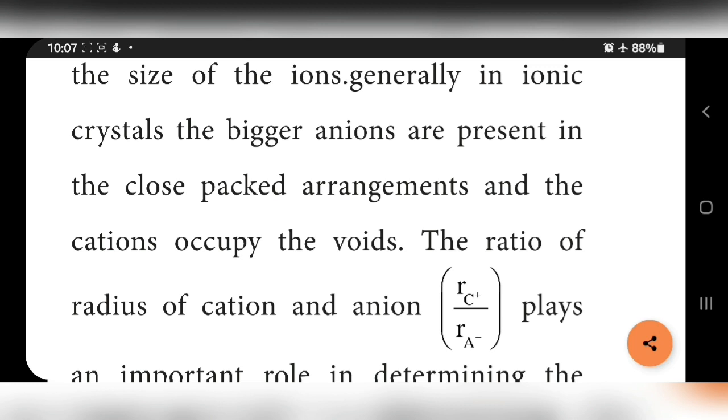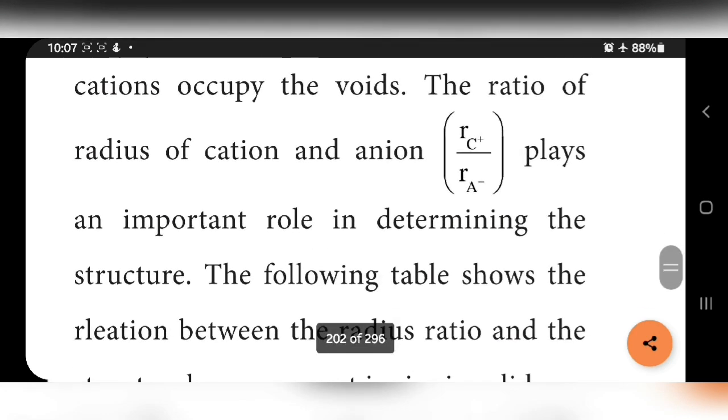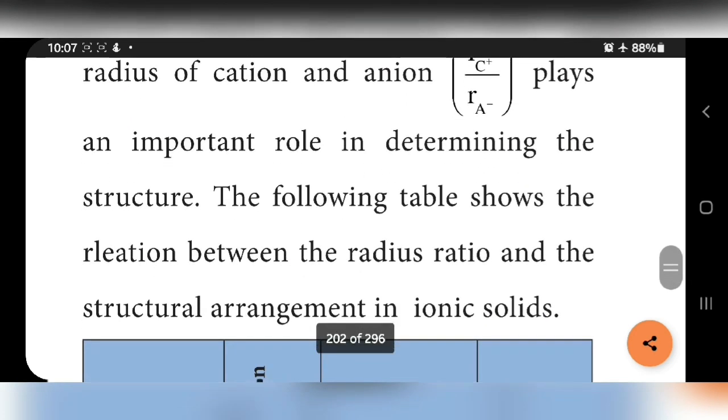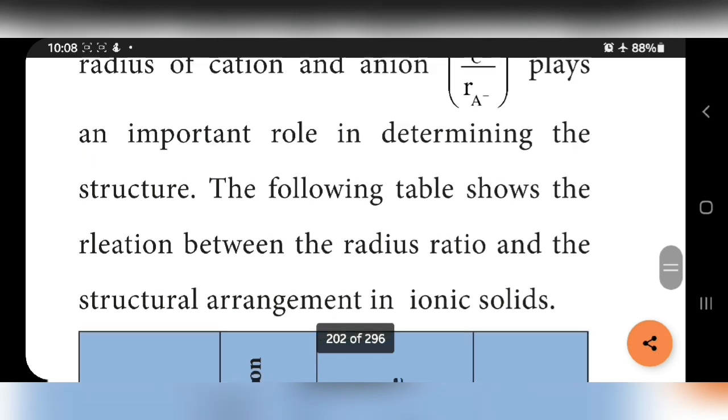So the ratio of the radius of cation and anion plays an important role in determining the structure. Radius of cation divided by radius of anion. The following table shows the relation between radius ratio and the structural arrangement. Please see this table.